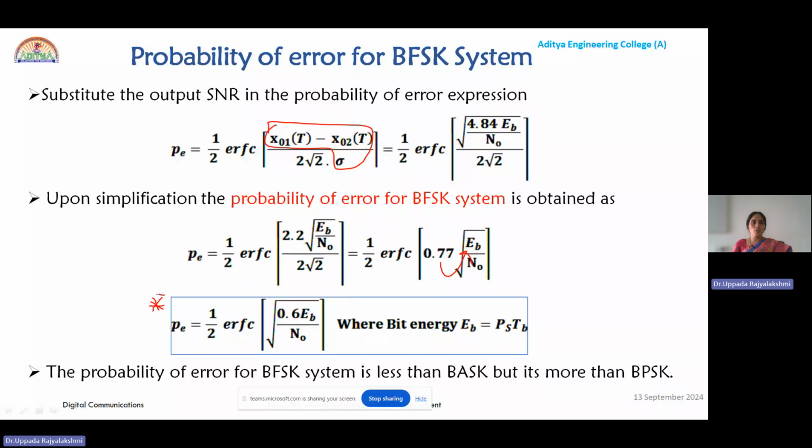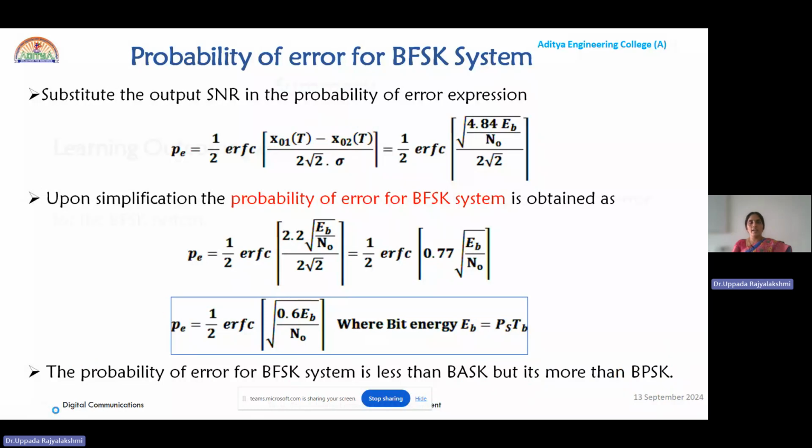If you want to compare the probability of error for FSK when compared to ASK and PSK, in BASK you obtained it as half erfc of root Eb by 4 N naught. So here probability of error for FSK is less than BASK, but it is more than BPSK, because in BPSK it is half erfc of just root Eb by N naught. So because the probability of error of BFSK lies in between ASK and PSK, the output SNR will also lie in between ASK and PSK. So it is preferred over ASK, but less preferred over PSK.